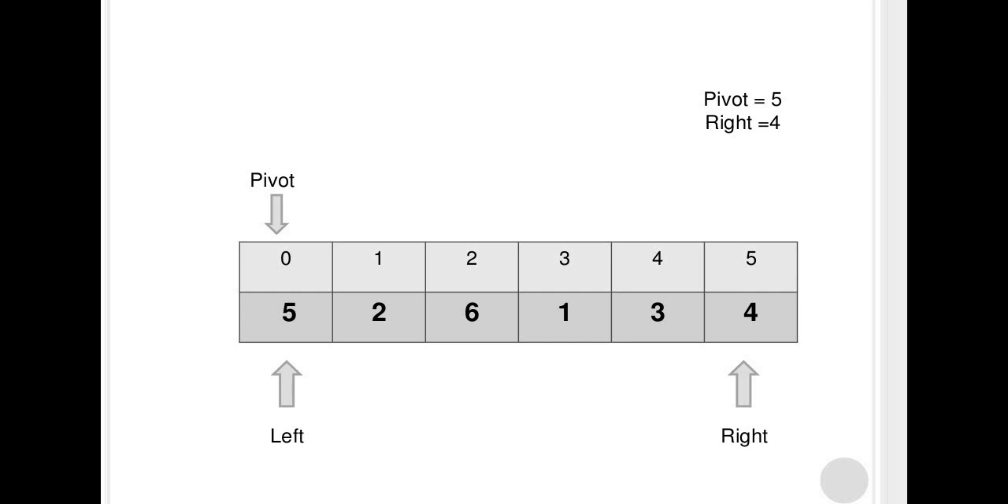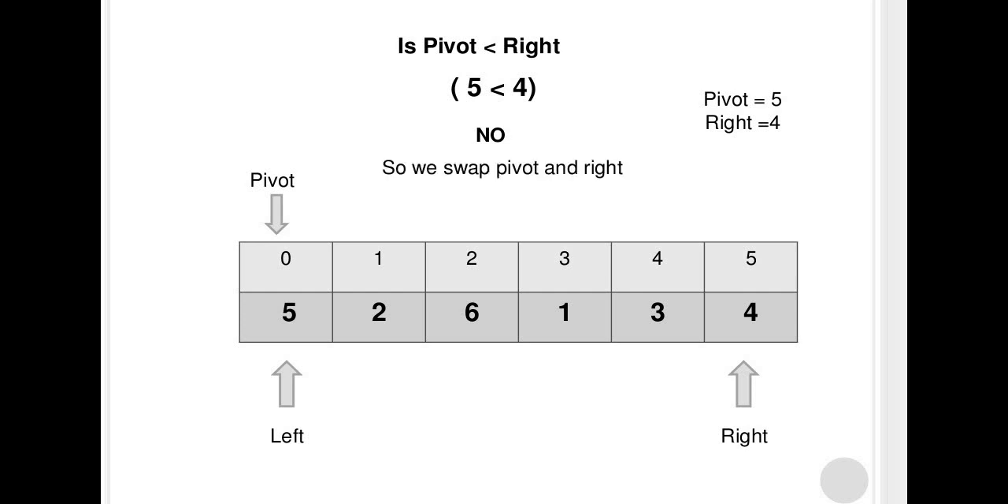We have to compare the elements and we can swap the elements here. The pivot element is not smaller here, the pivot element is greater, so we have to swap. If the pivot element is greater than the right element, then we swap the numbers. So you can see here 5 and 4. Now 4 will come at the first position and 5 will be swapped to the last position.